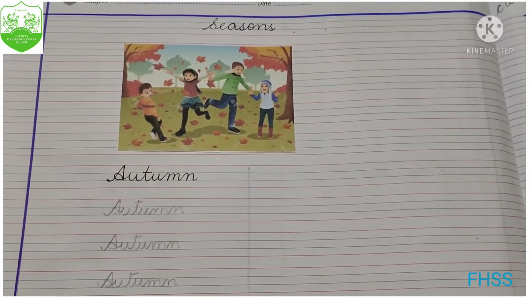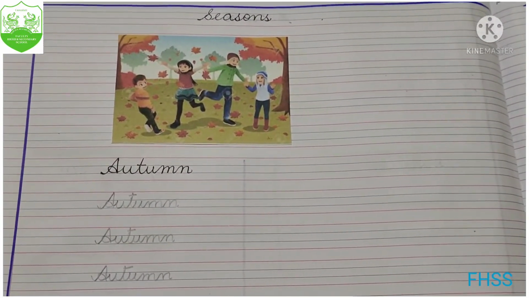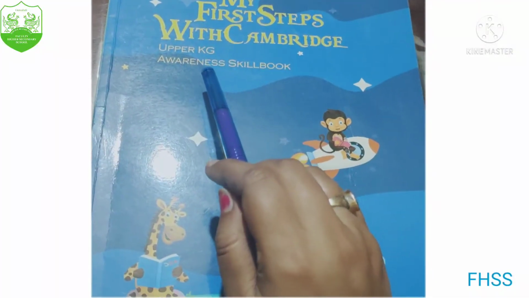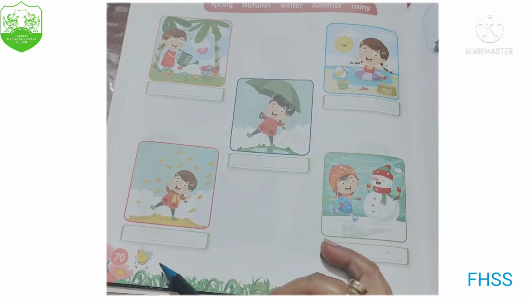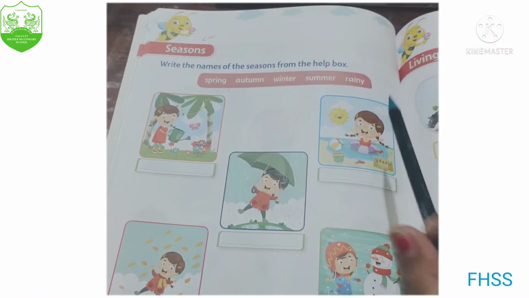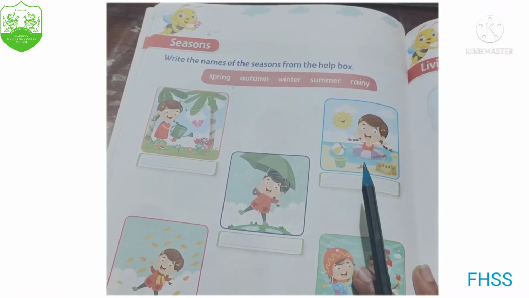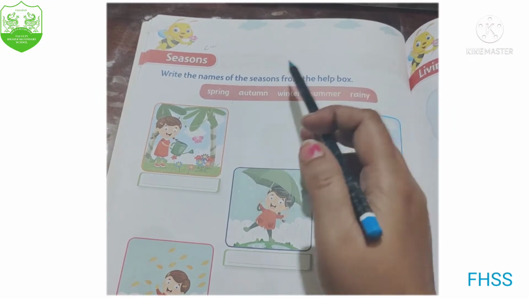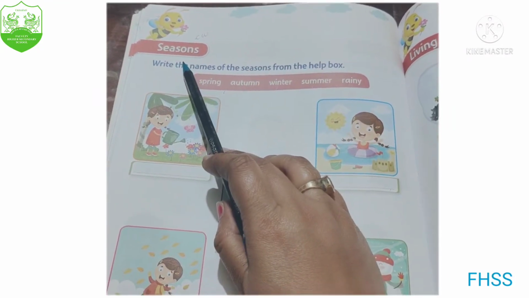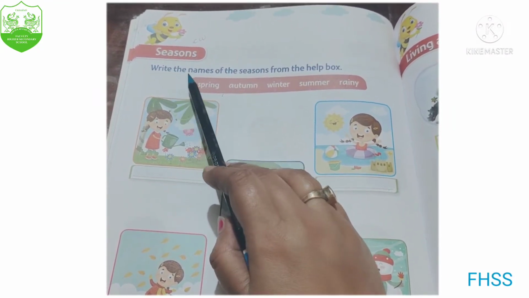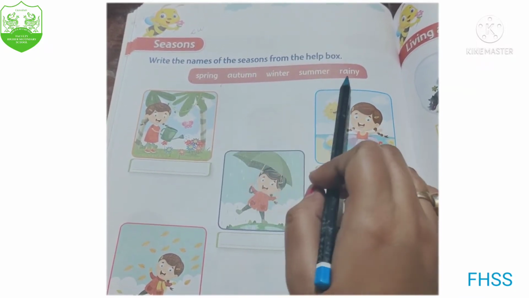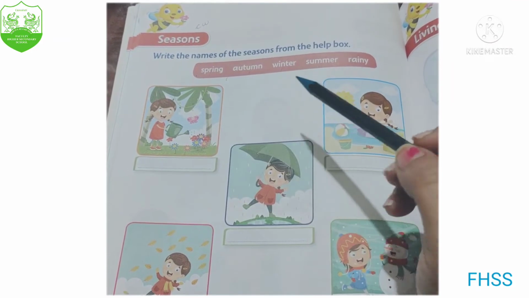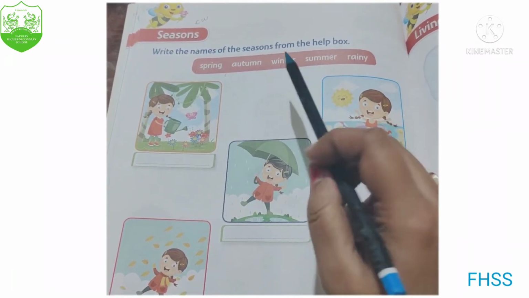Now, all of you take out your awareness skill book and open page number 70. Here you have to write CW and today's date. Our topic here is seasons. Write the name of the season from the help box. So this is the help box. We have to read it. Okay, first we will look at the picture, then we will complete it.